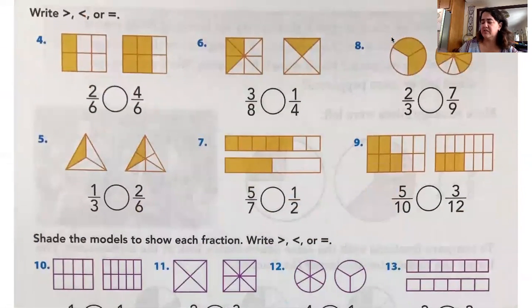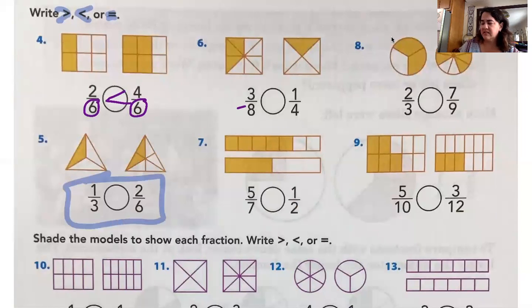Now, my friends, we're going to compare, and we are going to write greater than, less than, or equal to in the circle, in the bubble. Okay, so I have 2/6 and 4/6. Now we said if it has the same denominator, then we look at the top number to tell which one is greater. So what one is greater here, Jax? 4/6. Very good.